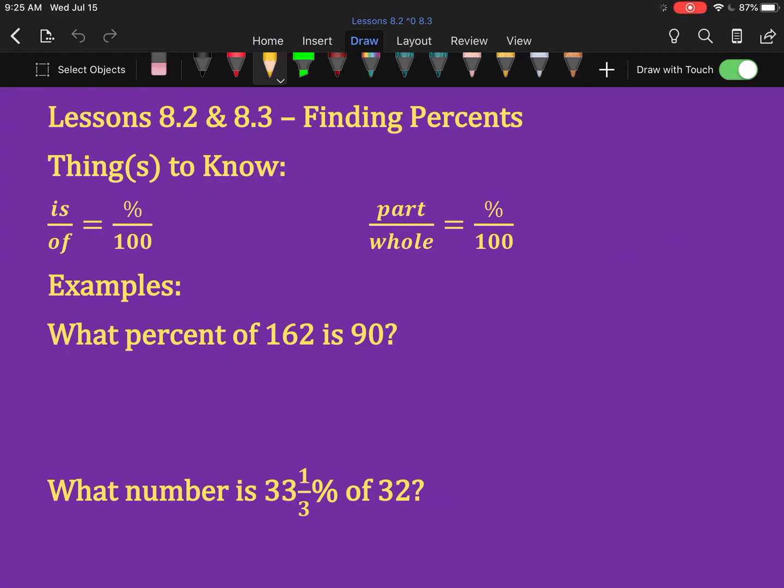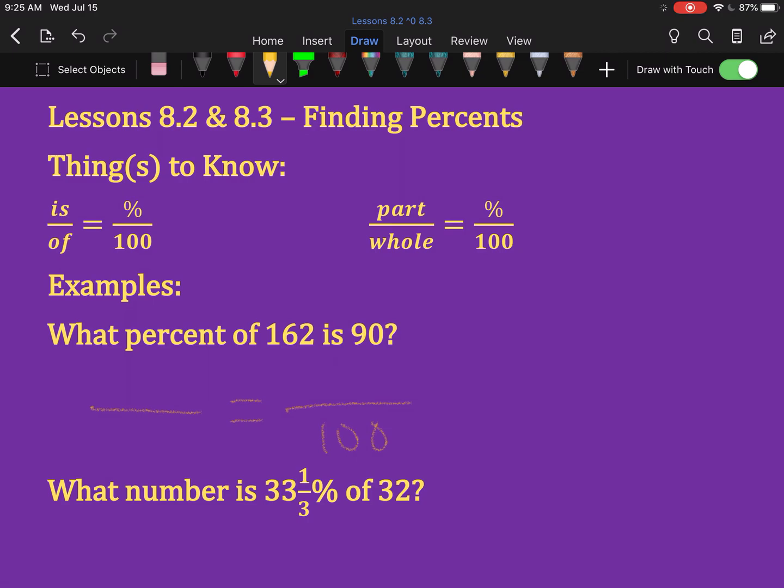We're going to tackle sections 2 and 3 at the same time, and these are titled Finding Percents. These two proportions, is over of equals percent over 100, and part over whole equals percent over 100, you need to memorize. Let me show you how they work. Everything in these two sections is going to be a proportion. And these proportions always have 100 on the bottom right.